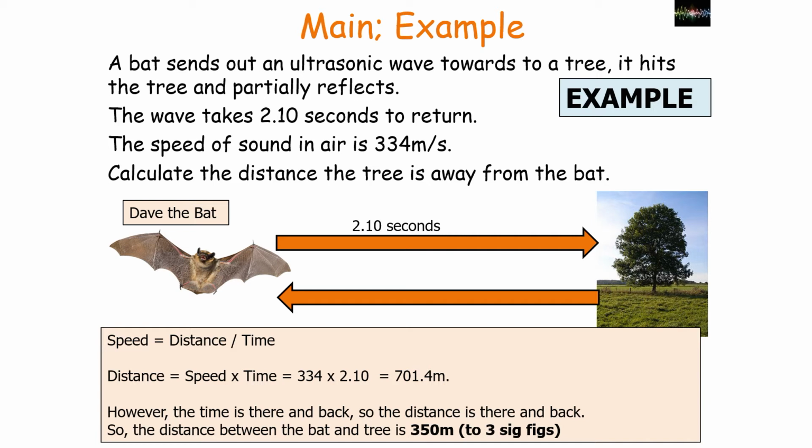Well, we use the equation speed equals distance over time. So distance equals speed times time. So the speed is 334. The time to go there and back is 2.10. So you times the two numbers, so you get 701.4 meters.